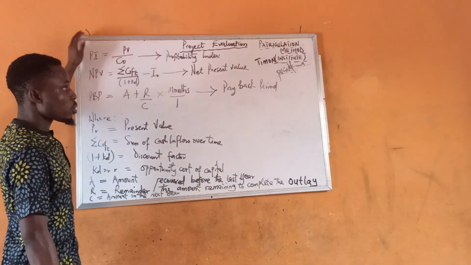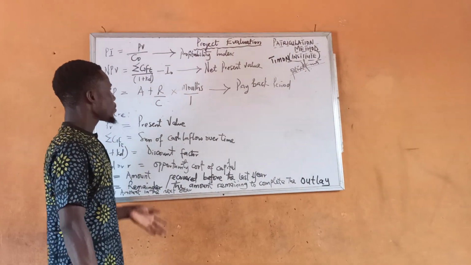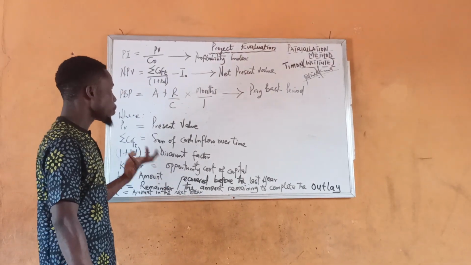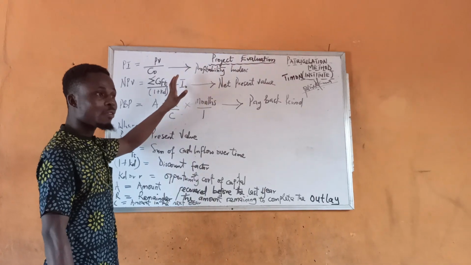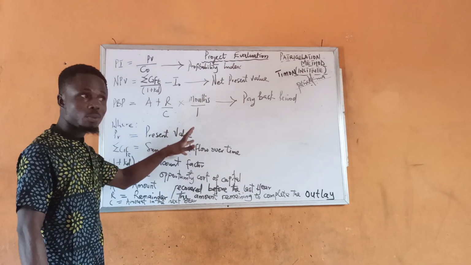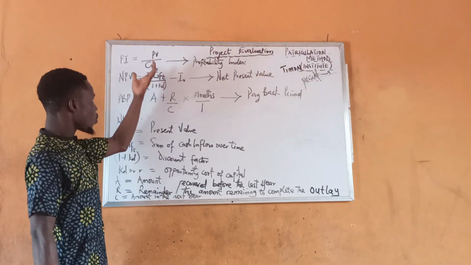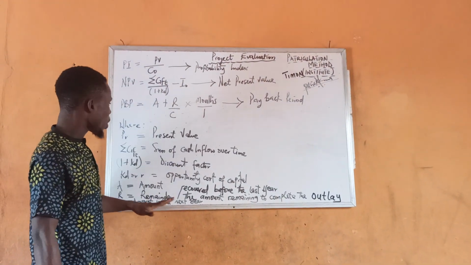In the question we are solving, we're asked to get the profitability index, the net present value, that is NPV, and the payback period, which is PBP. So this is a case of a project. We are trying to evaluate this project to know how profitable it is. Now, from what I have here, these are the formulas we will be using for that particular work.